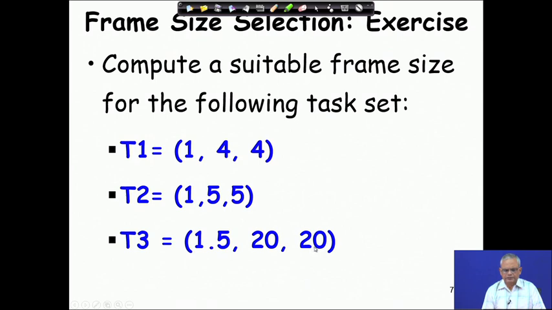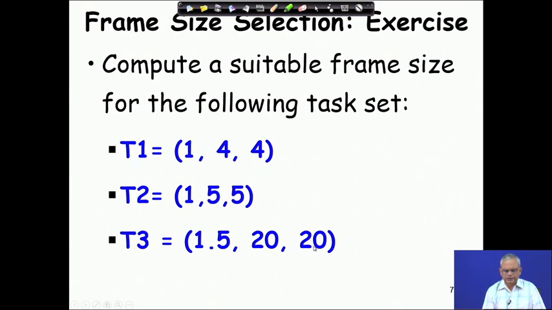Now, the next thing is to select the frame size, and we have to see that it satisfies three constraints. The first constraint is that the frame size must divide the major cycle, and the major cycle is 20, and that gives us some discrete values. So, the frame sizes that are possible are, I hope you are also getting the same thing, 1, 2, 4, 5, 10 and of course, 20.